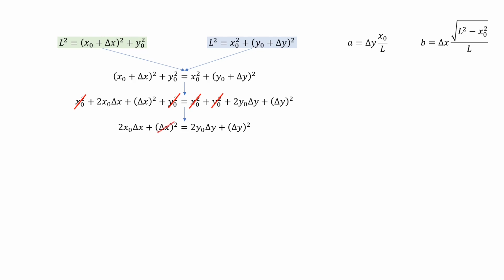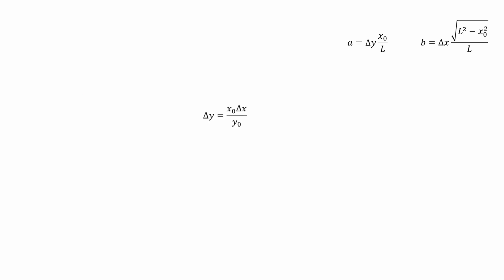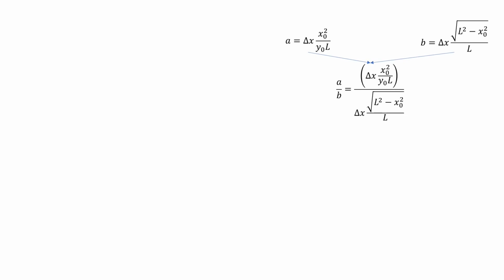And so we can cross it out with impunity and do the same with the delta y squared. The 2's cancel and solve for delta y. Plug in delta y and multiply the x zeros. We want to get rid of these delta x's in each equation. So divide a by b. And rather than divide by a fraction, we multiply by its reciprocal.